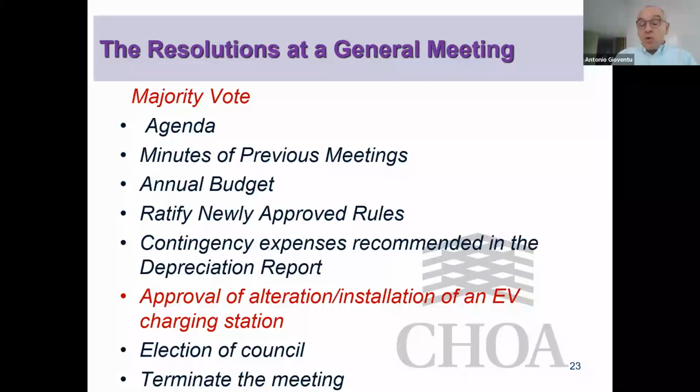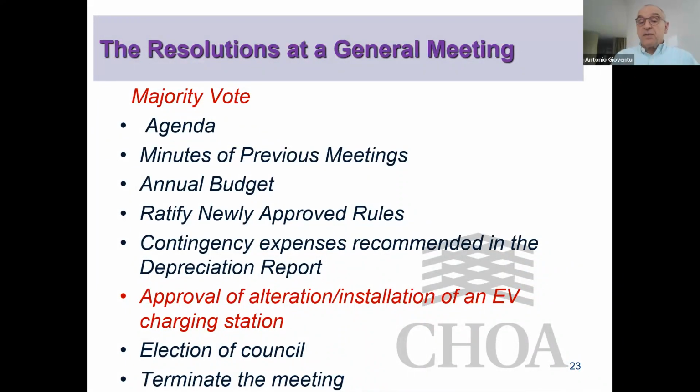Majority votes are for most of your agenda items. They approve the agenda, they approve previous minutes, they approve the annual budget or amendments to the annual budget. They ratify new approved rules that the Strata Council have introduced. They will approve contingency expenses recommended in the depreciation report. They approve, here's a change that occurred earlier this year, they approve the alteration or installation of an EV charging station if it is a significant change in use or appearance of common property. So this is a deviation away from all alterations requiring a 3/4 vote.